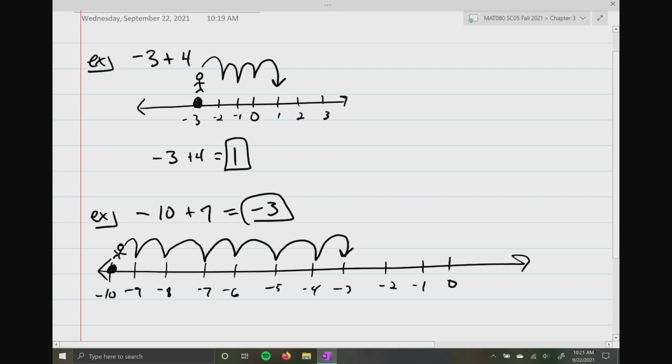So for me, when I look at this, I think to myself, well, there's got to be a rule to do this. Because what happens when the numbers get large? And there is a rule, and here's our second rule of the day.